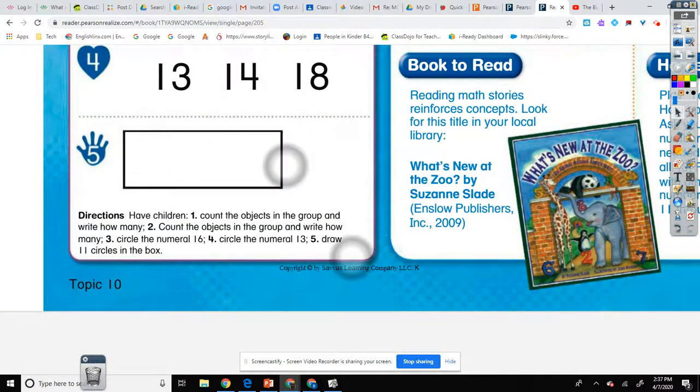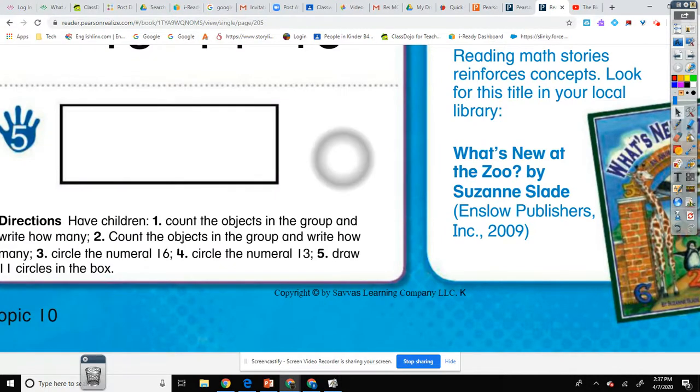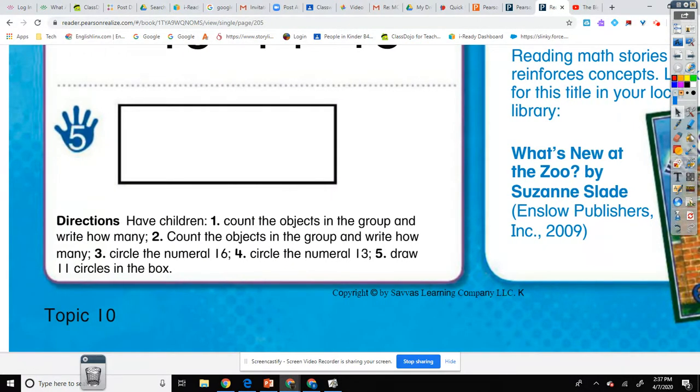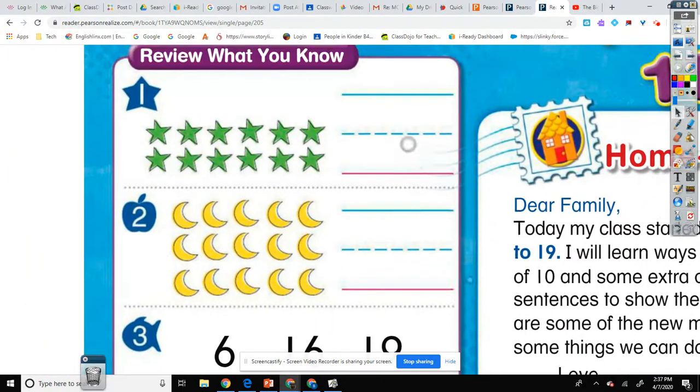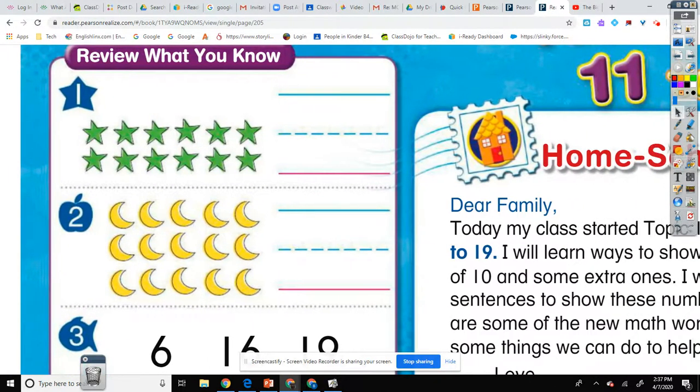So here, number 1, count the objects in the group and write how many. You just need to count. 1, 2, 3, 4, 5, 6, 7, 8, 9, 10, 11, 12. Then you write how many. How many? 12. Let's do the next one.